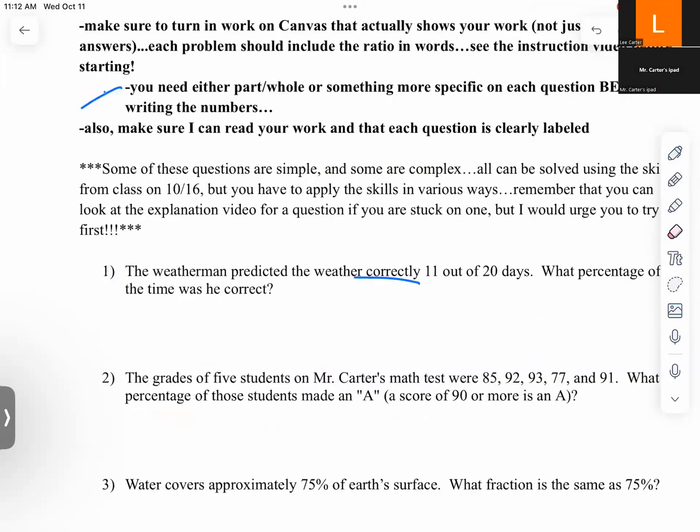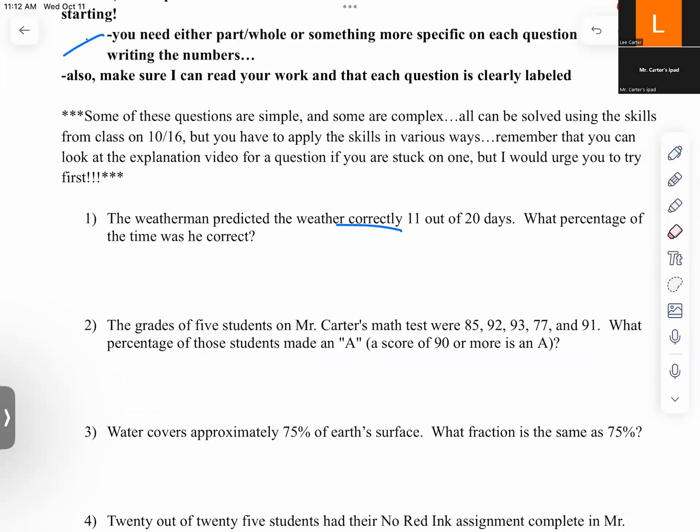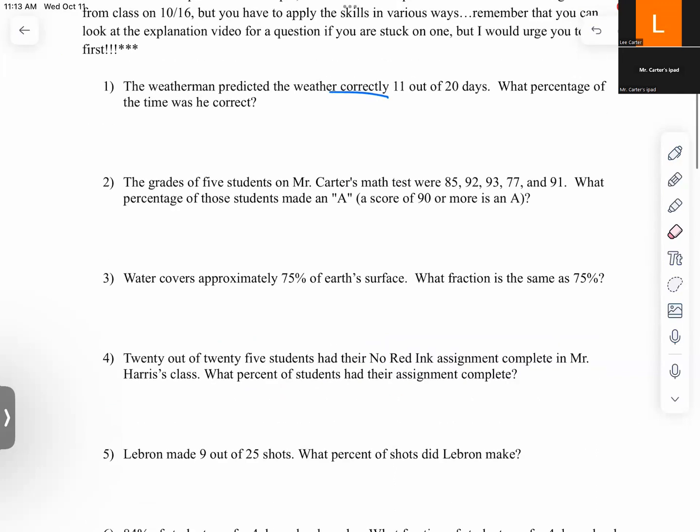All right. Beware of numbers that don't matter for the problems too. Like on number two here, you have several numbers, but the question is asking what percentage of the students are A's. So you just have to come up with the fraction that are A's: this many are A's out of this many total. Write that down and then make it a percent.